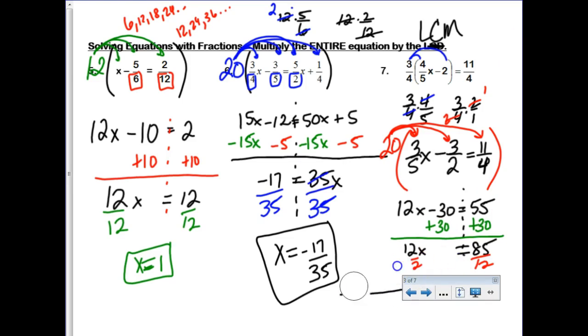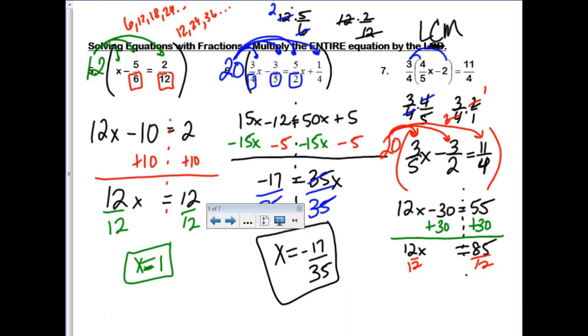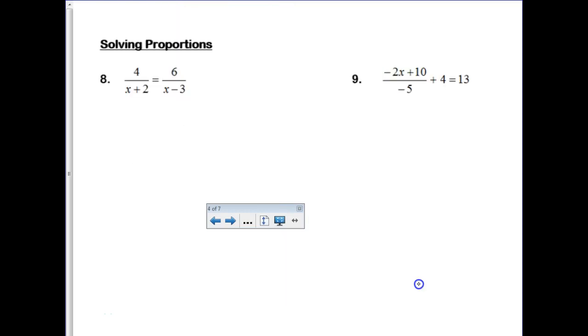Oops, I didn't mean to do that. I don't know. Can't move that out of the way. I don't know what's happening. Alright, try again. 85 over 12 is our answer. I promise. Alright, there we go. Leave it.